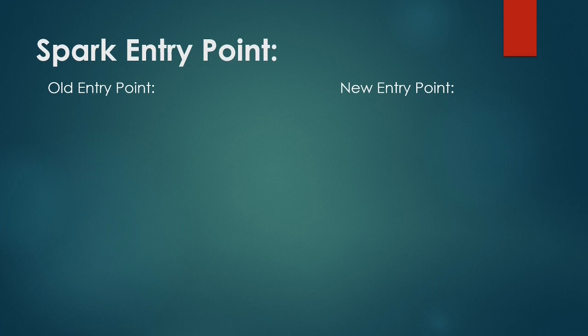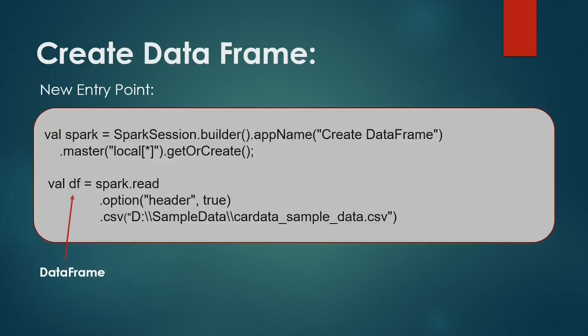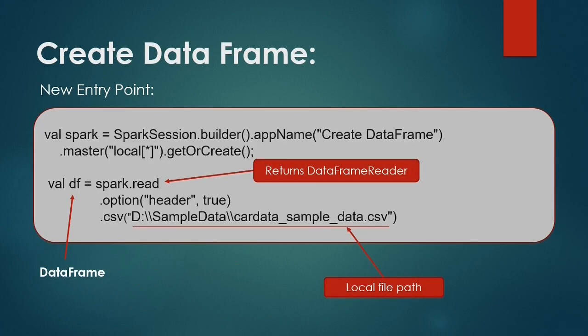Every application needs an entry point that enables connection with different data sources to write or read data from them. Historically, in Spark 1.x we used SQL context and Hive context for SQL entry point, Spark context for application entry point, and Spark streaming for streaming entry point. As you can see, there are a lot of entry points, right? Therefore, in Spark 2.x, we have only one entry point, that is Spark session. A point to note over here, currently Spark supports both the entry points, that is old as well as the new.